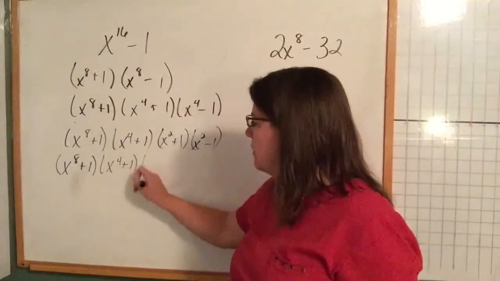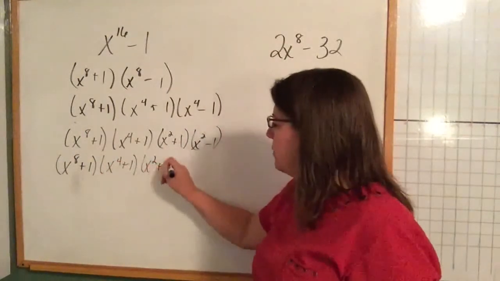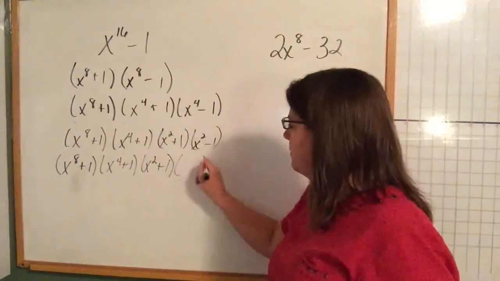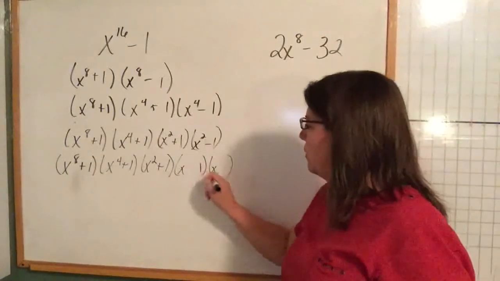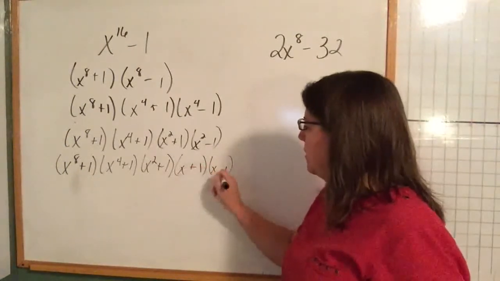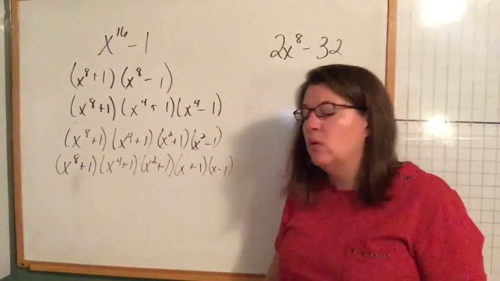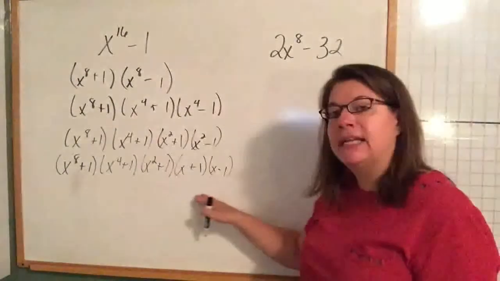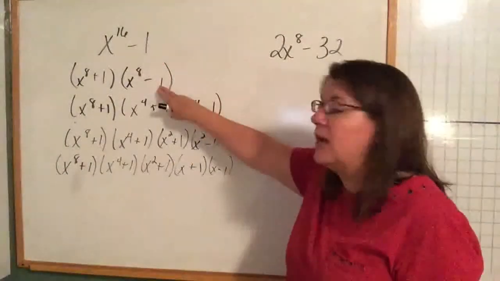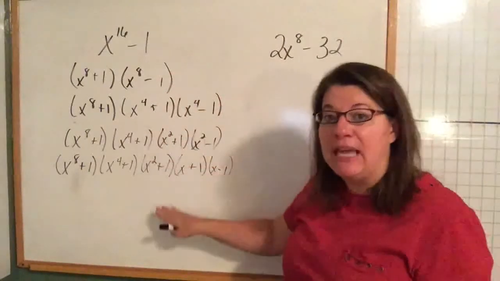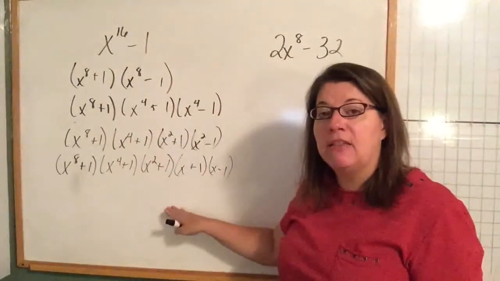These three just come down. We can't do anything else with those. This one, the square root of x squared is x. The square root of 1 is 1. We've got 1 as a plus, 1 as a minus. We have factored that completely now. So sometimes it's not just as easy as factoring once. Sometimes we're going to have to keep factoring until we get to the end of the problem.